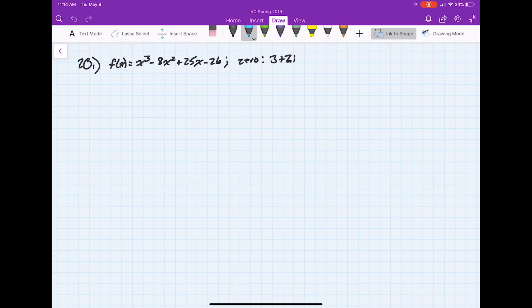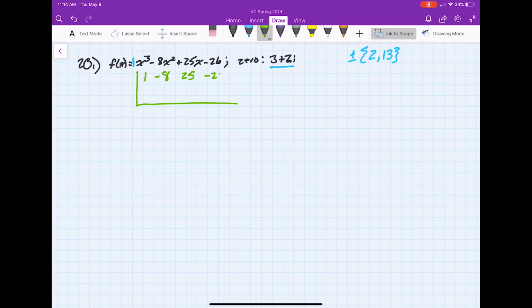All right, for number 20, let's find our possibles. We got 2 and 13 here, plus or minus 2 or 13. And since we have a 1 here, that's all of the trials we're going to need to do: 2 and 13. Now they were nice enough to give us one of the zeros, so it's 3 plus 2i. So that means its conjugate is also a 0. So really we're just going to have to find one more 0.